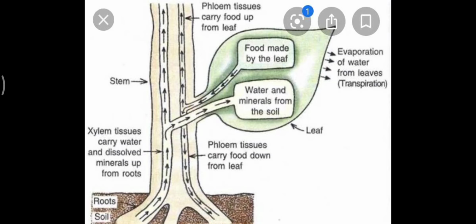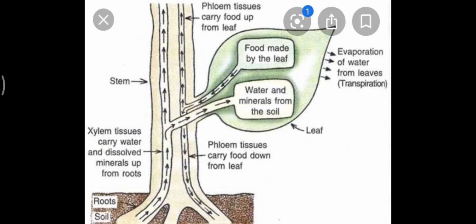Here you can see that the leaves are the part where food is manufactured, and the food that is manufactured is transported from leaf to various parts. The food goes to roots also, the food goes to stem also, it goes to branches also, it goes to buds also, flowers also, and this complete process is known as translocation.